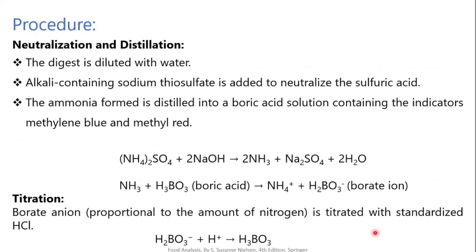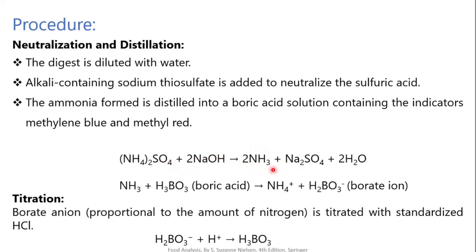Now the next step is neutralization and distillation. The digest is diluted with water. The alkali containing sodium thiosulfate is added to neutralize the sulfuric acid. The ammonia formed is distilled into the boric acid solution containing the indicators, that is the mixed indicator methylene blue and methyl red. So that sodium sulfate and NaOH mixture is there.